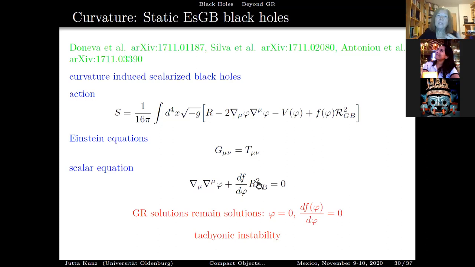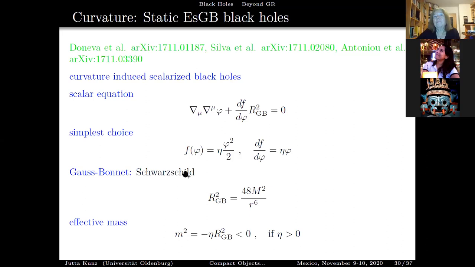This is such a term that can induce the scalarization, just similar to what we did before by a tachyonic instability. So we have our mass term again, remember? We have the Gauss-Bonnet term, and we can combine that. When you just look at the static, the Schwarzschild solution, here we have a simple function, and it's a positive function. And if we put this here and take some simple coupling, then we do get a negative effect of mass. So we have a tachyonic instability.